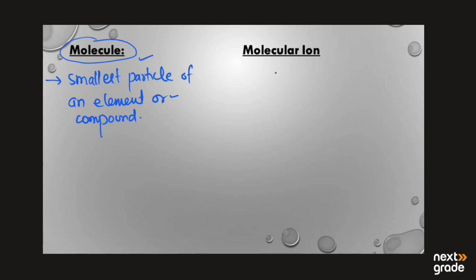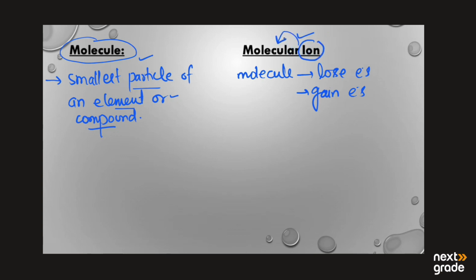But when we are talking about the molecular ion, simply when a molecule is going to lose or gain electrons, then it changes into a molecular ion. So a molecule is the smallest particle of an element or a compound, but on the other hand, a molecular ion means there is a formation of an ion by the molecule. So this is the first simple difference.